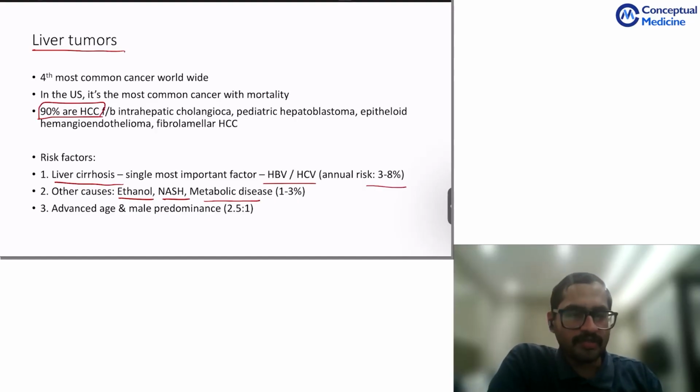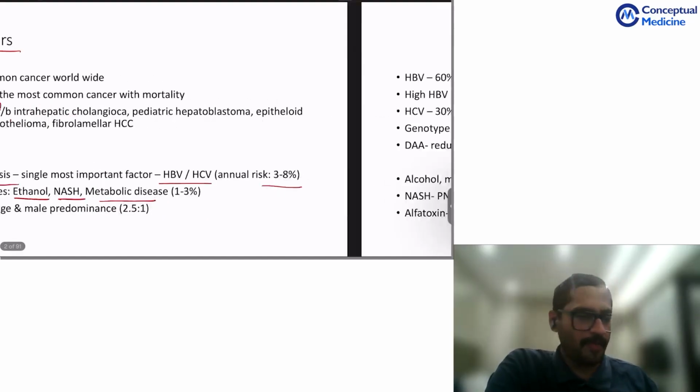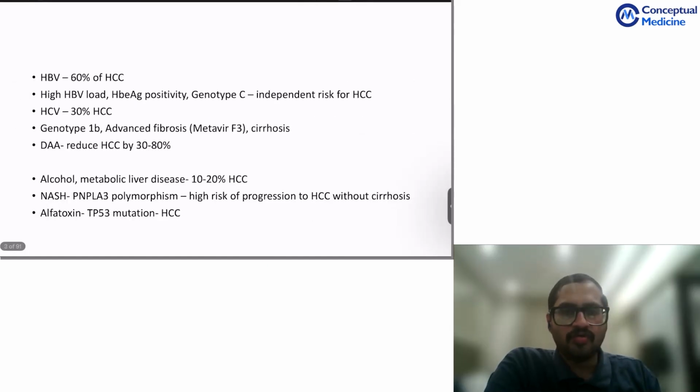So, if any question comes, which of the following etiologies has the highest risk of transformation of liver cirrhosis into hepatocellular carcinoma? It is the virus, followed by the other causes, and there is a high male predominance. A few points about the viruses. Hepatitis B virus, 60% go on to HCC. Hepatitis C virus, it is a 30% risk of HCC.